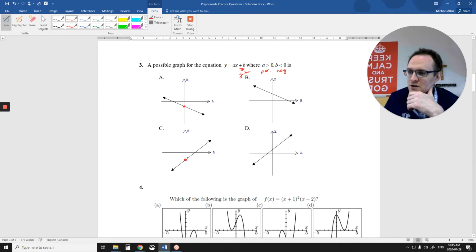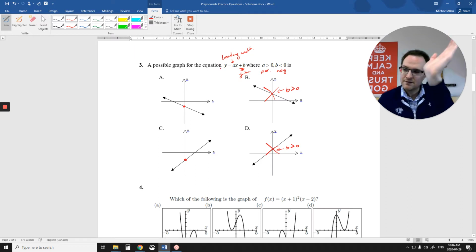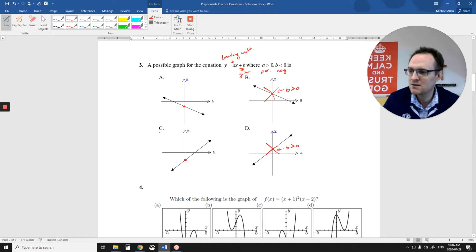So it could be one of these two, not this one or this one, because this would be a b that is greater than 0, and this would be a b that is greater than 0. So I'm just going to put an X across those. My a here is positive, and remember what we said about odd graphs that have a positive leading coefficient. That's my leading coefficient. If it's positive, it's going upwards from left to right. If it's negative, it's going downwards from left to right. So it's not this one, because this would have an a that's less than 0. So it has to be C.